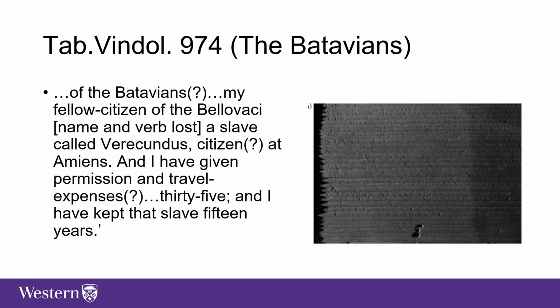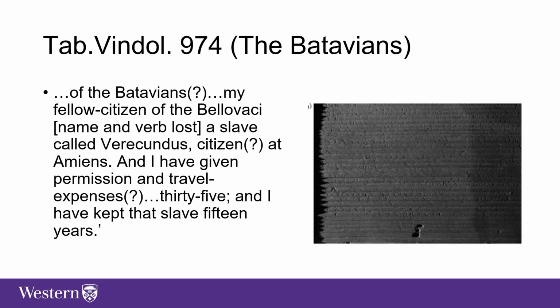Something about of the Batavians. My fellow citizen of the Belovaki, we've lost the name and a verb presumably in here somewhere. A slave called Veracundus, citizen at Amiens, and I have given permission and travel expenses, 35 something or others, and I have kept that slave 15 years.